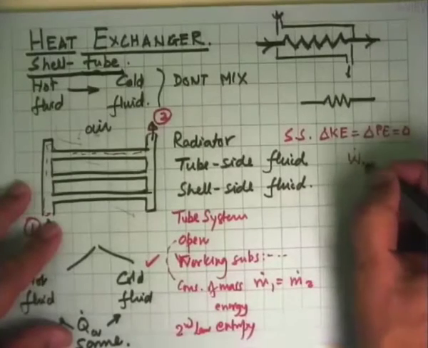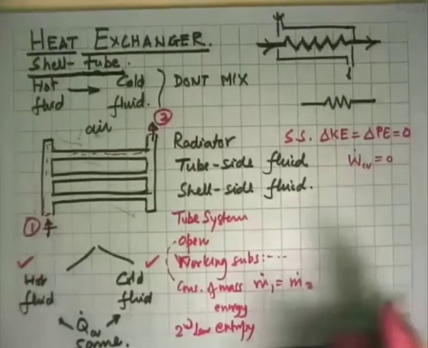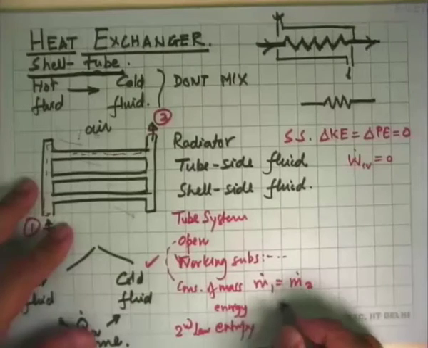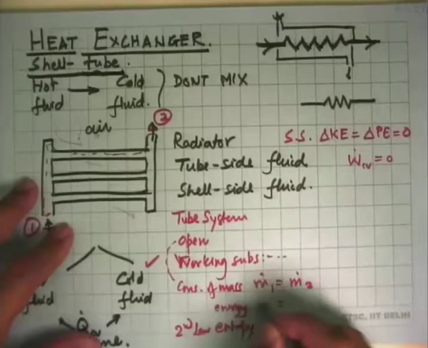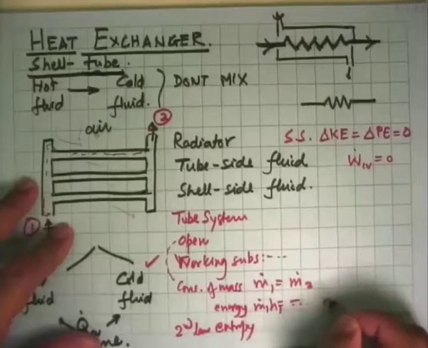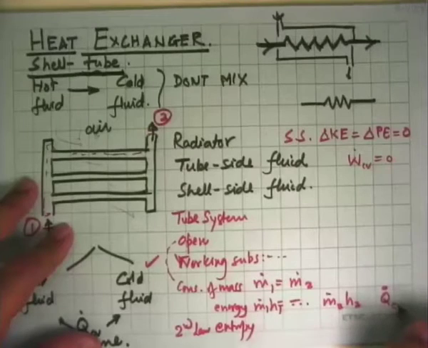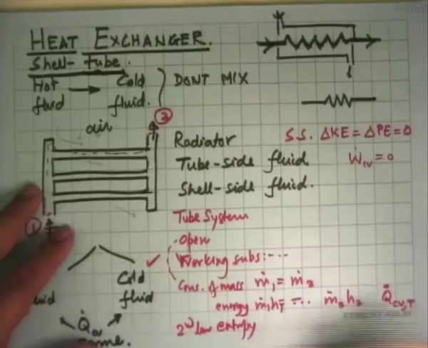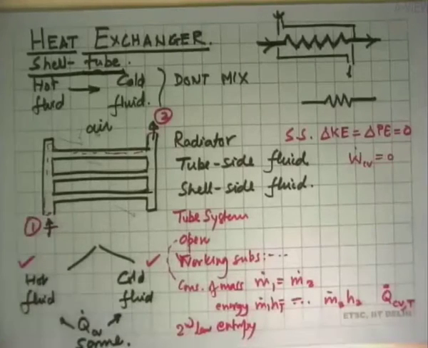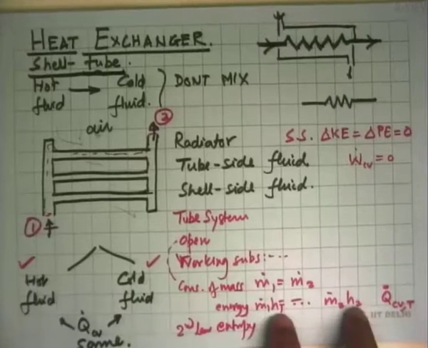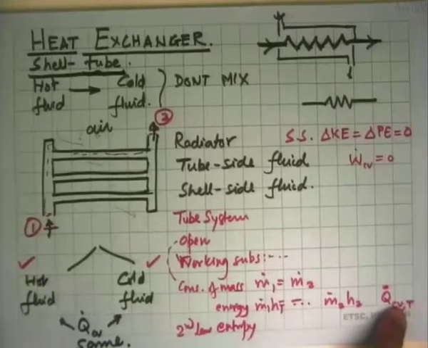So W dot CV is equal to 0, and so we get the first law equation as m dot 1 h1 is related to m dot 2 h2 and Q dot CV. And in this case, we can say this is Q dot CV, tube side fluid. So everything is for the tube side. So this is one equation we have which tells us the relation between mass flow rate, inlet and outlet enthalpies, and the heat transfer rate.